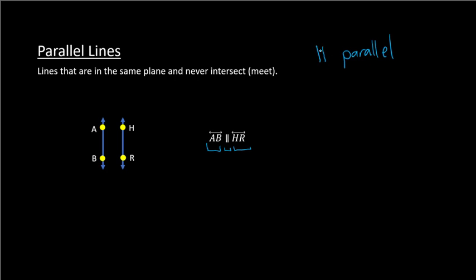And so if you forget the symbol for parallel, you can actually look at the word parallel itself. It has two L's right here, and the two L's is your symbol for parallel. There's basically two L's right in the middle. All right, so that is your first type of line, and in English we can say this as line AB is parallel to line HR.